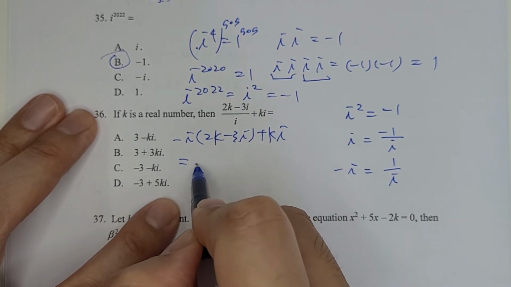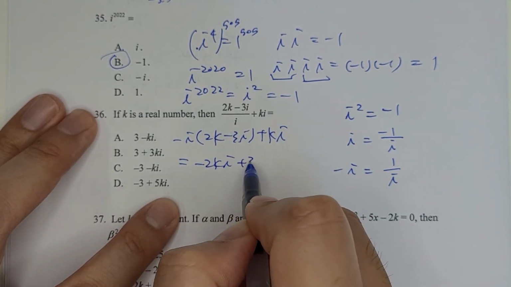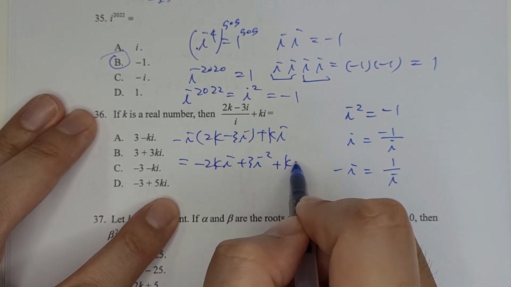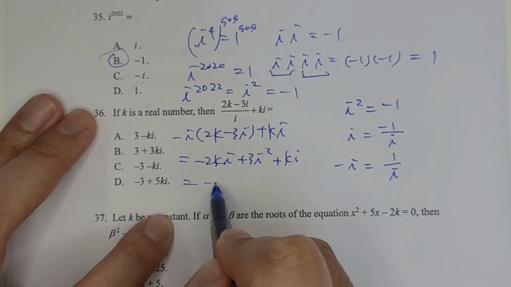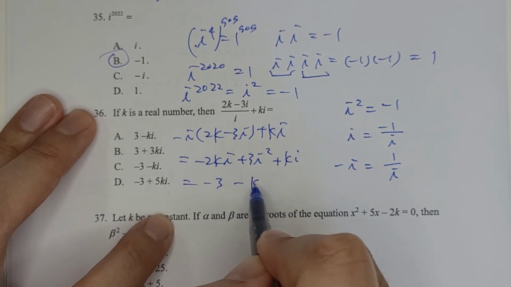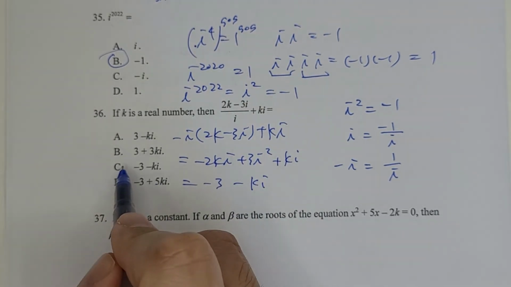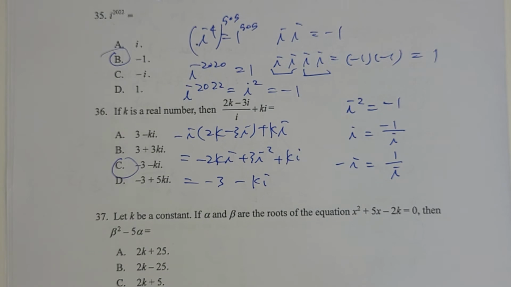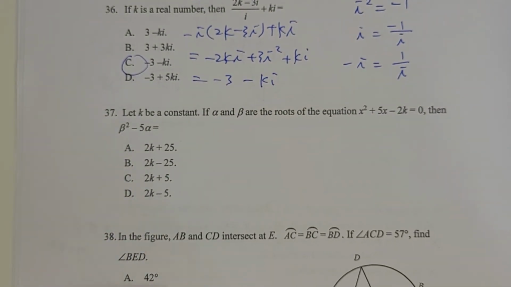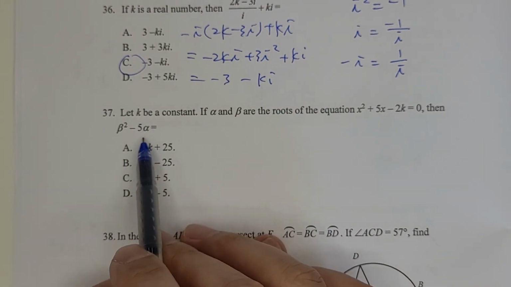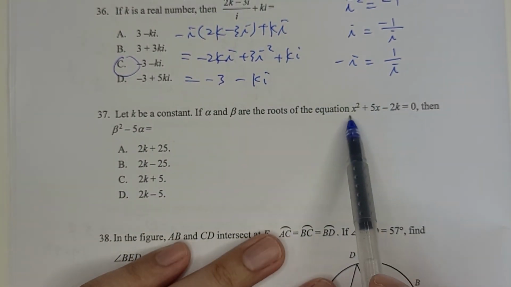It can be written as negative 2ki plus 3i squared plus ki. Here, i squared is negative 1, so negative 3 minus ki. And the answer is C. Go to question number 37. Let k be a constant. Alpha, beta are the roots of this one.